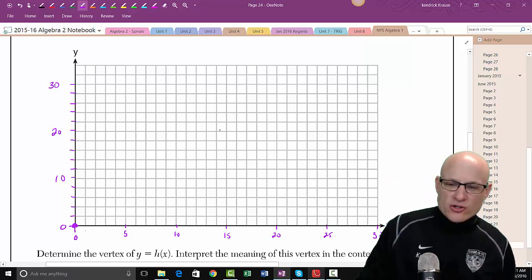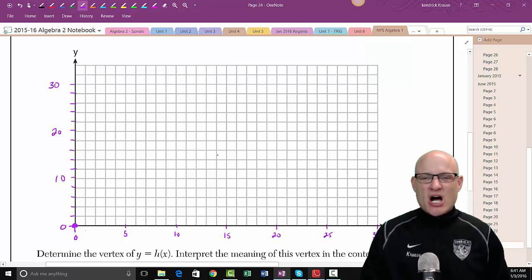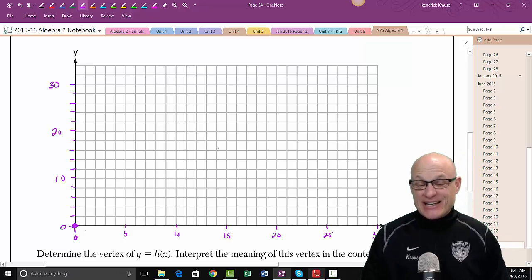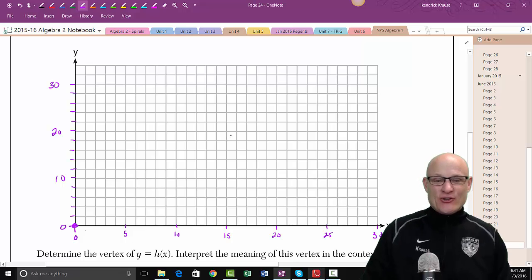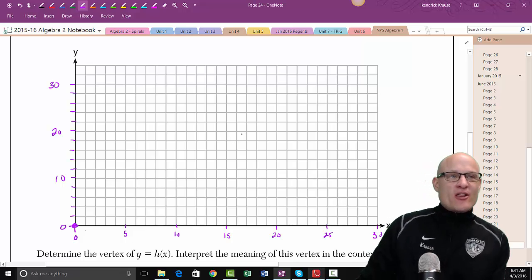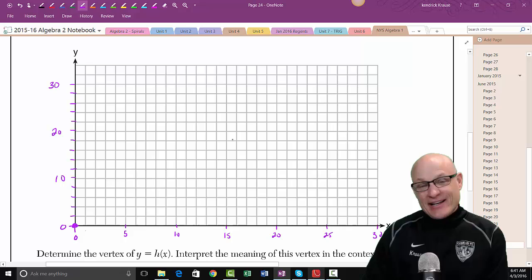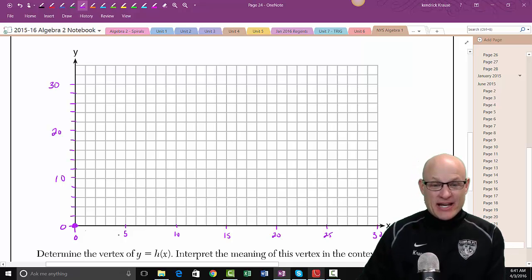So yeah, those are 30 boxes, right? But I need to get to 150. So let's see. If there are 30 boxes and I need to get to 150, I need to make every one of those 5. So this would be 15.